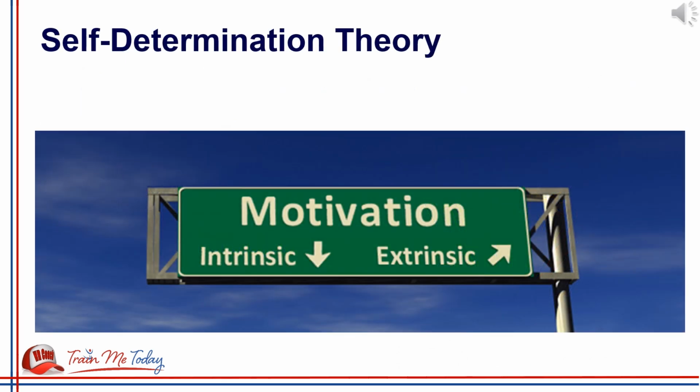Self-determination theory looks at the effects of extrinsic rewards, such as money and recognition, on intrinsic satisfaction. The initial thought was that an individual's internal satisfaction would be destroyed by external rewards, as the rewards were seen as a way to control the individual, and the individual may feel a loss of personal control.